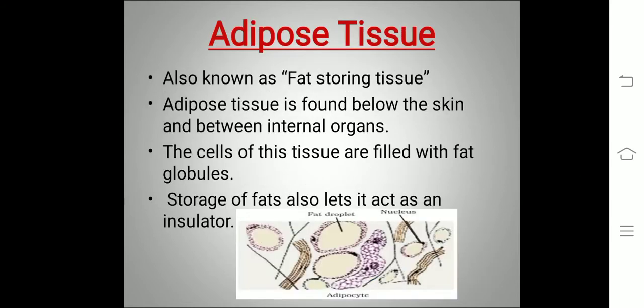Adipose tissue. Adipose tissue is also known as fat storing tissue. It is found below the skin and between internal organs. Since it has to store fats, therefore the cells of this tissue are also filled with fat globules. Storage of fats also lets it act as an insulator.